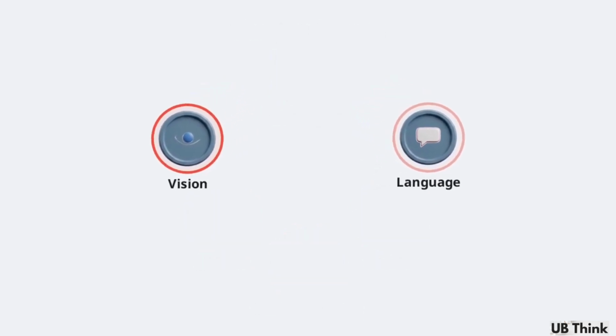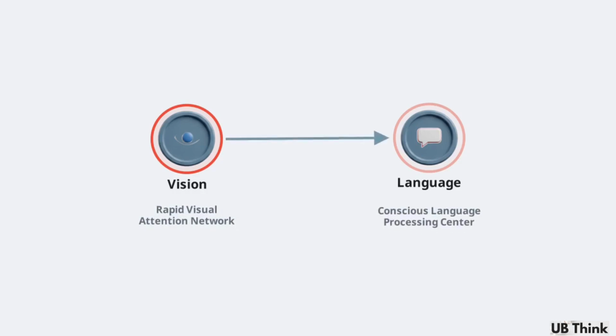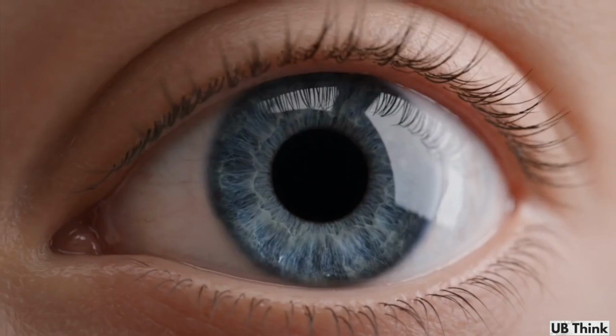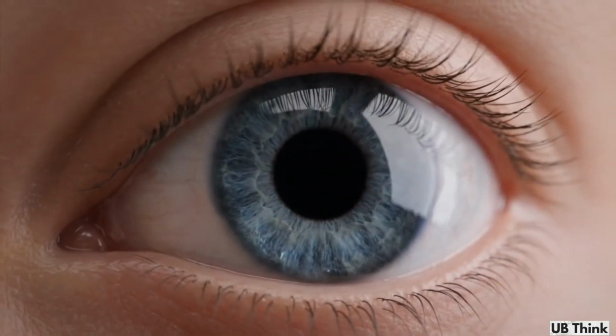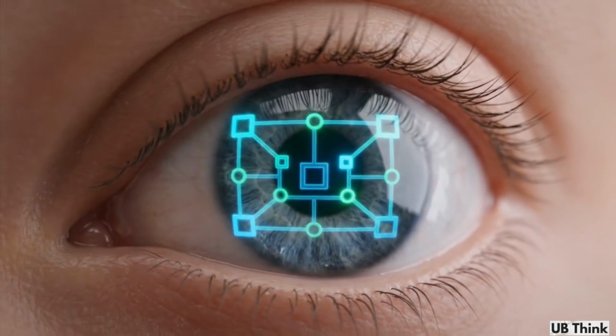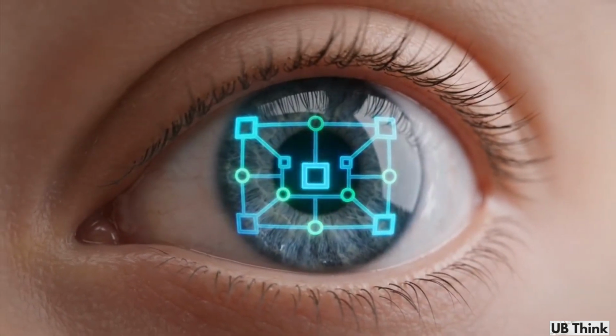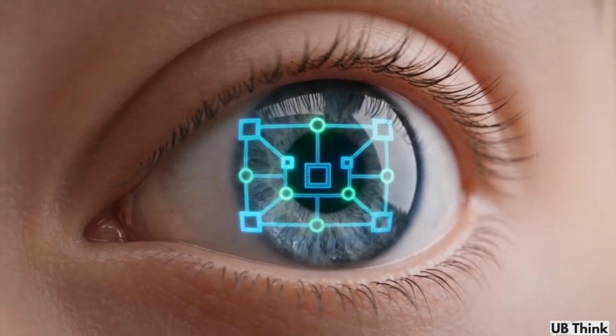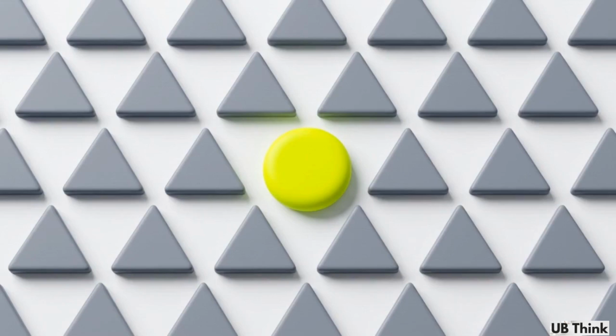We can see the impact of this framework by looking at just 2 of those systems, the Rapid Visual Attention Network and the Conscious Language Processing Center. Mapping this chronological pipeline from the first millisecond of sight to the moment of reading reveals the underlying logic of intuitive products. This logic begins with the visual pop-out.